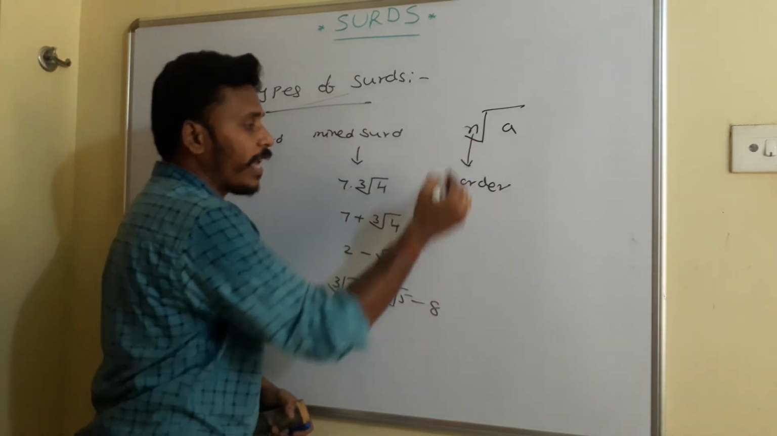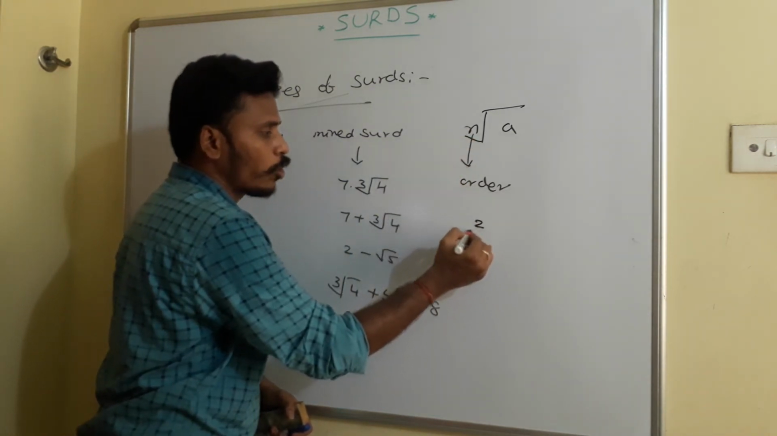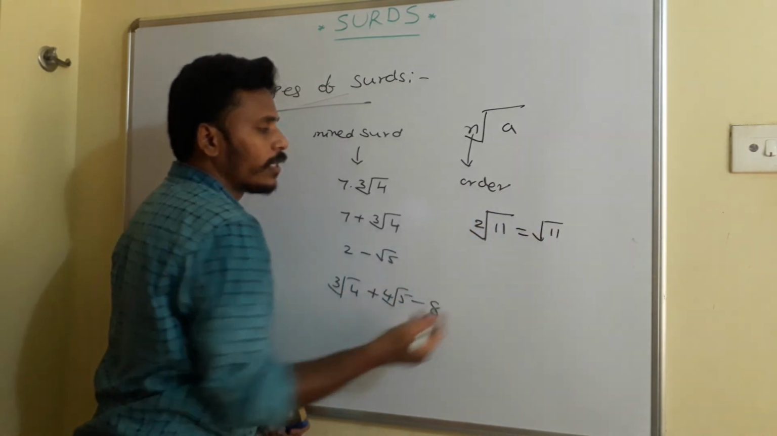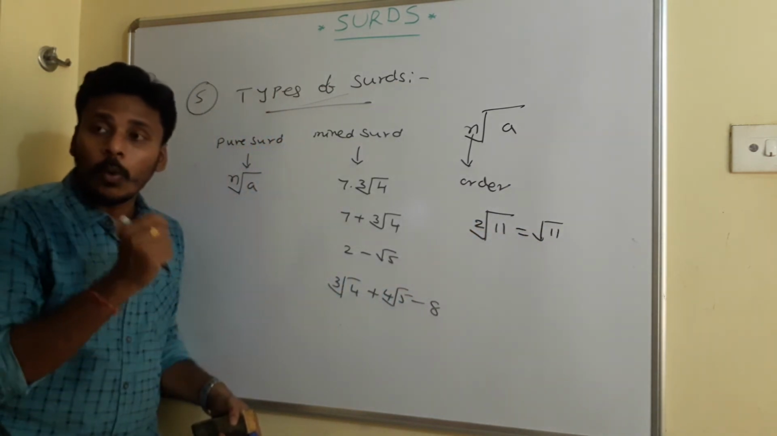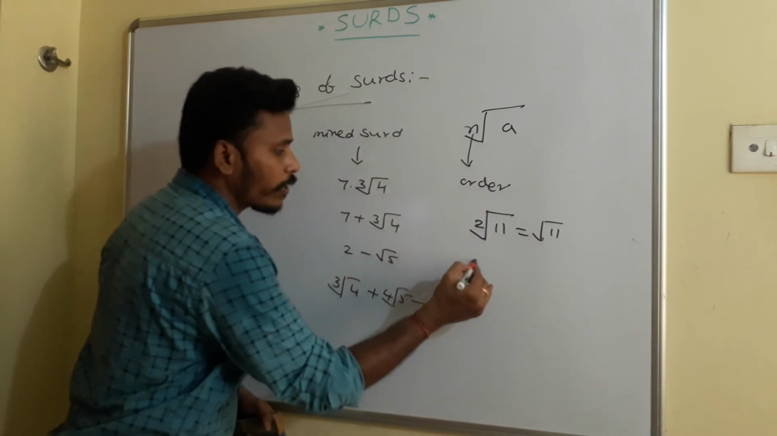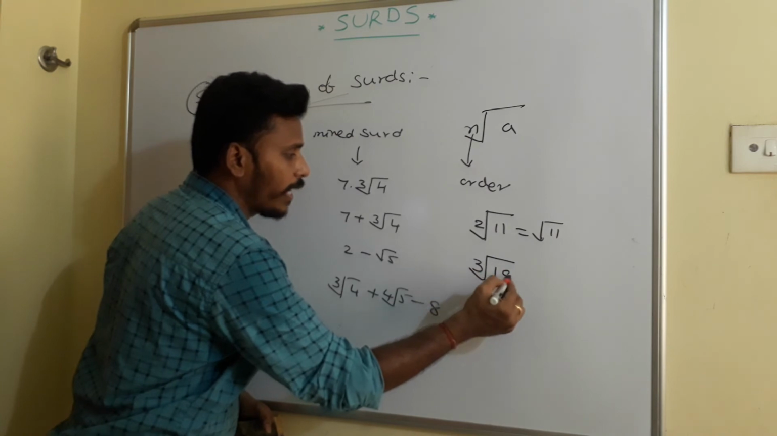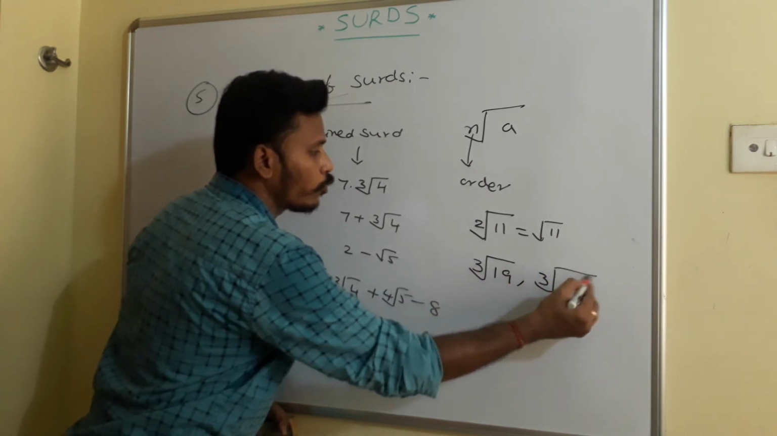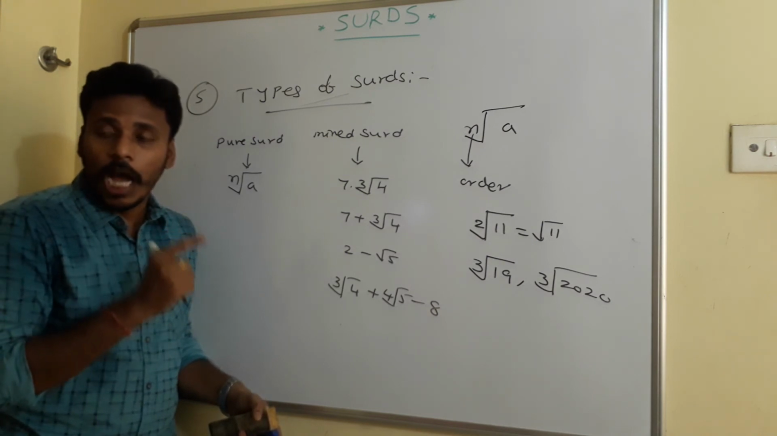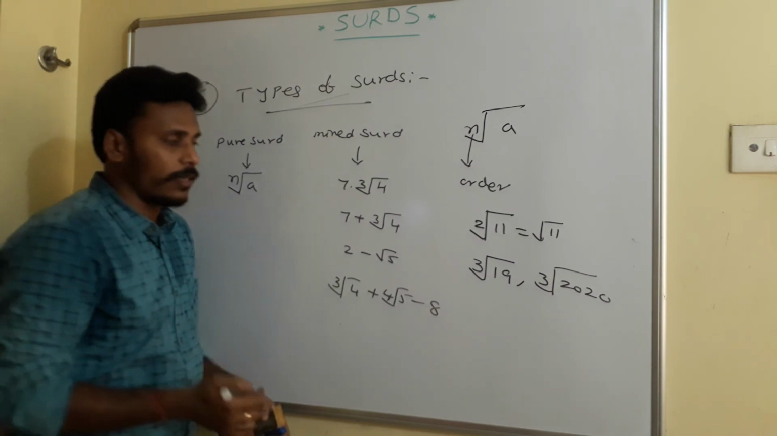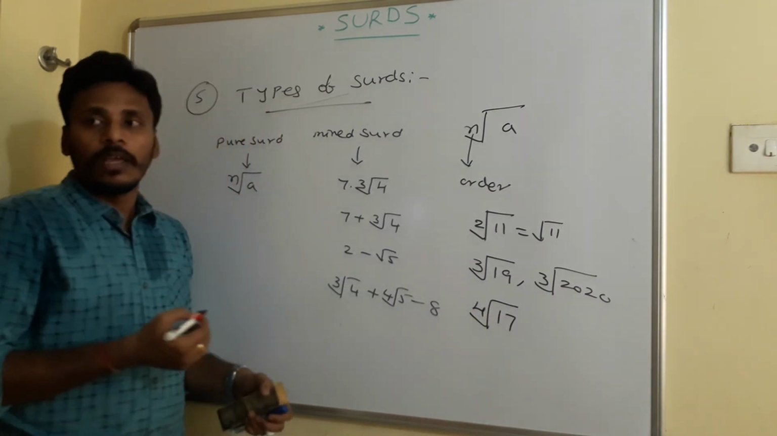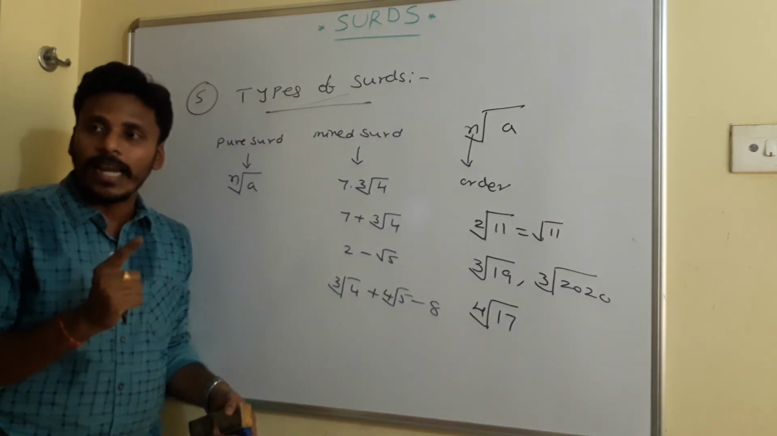Suppose n equals 2, we write it like the square root of 11, or just root 11. These are called quadratic surds, since the order is 2. And if you have the cube root of 19 or the cube root of 2020, these are called cubic surds, because the order is 3. And the fourth root of 17, the fourth root of something, we call them biquadratic surds.